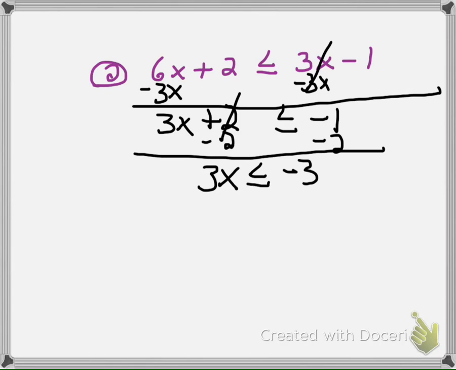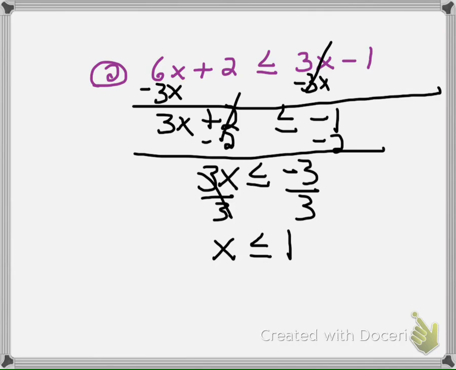The opposite of multiplying by 3 is to divide by 3. So to get rid of that 3, I'm going to divide by 3. 3 divided by 3 is 1. And 1 times x is x. Drop your sign. Negative 3 divided by 3 is equal to 1.